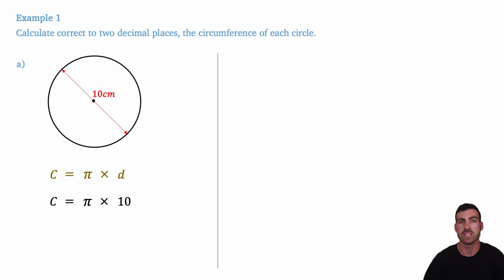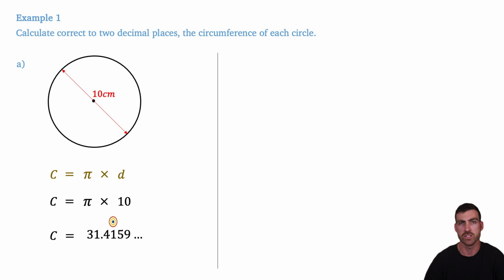The diameter is 10 centimeters in this question. So we substitute the diameter 10 into the formula. Now grab your calculator and type in pi times 10, which equals 31.4159 continued. We need this correct to 2 decimal places.